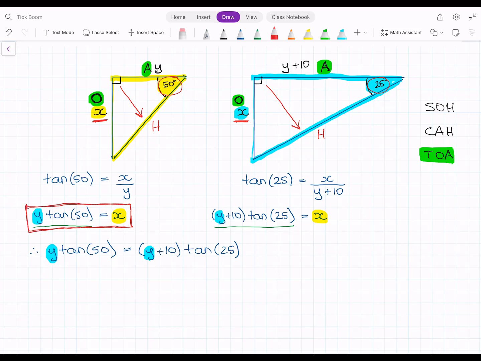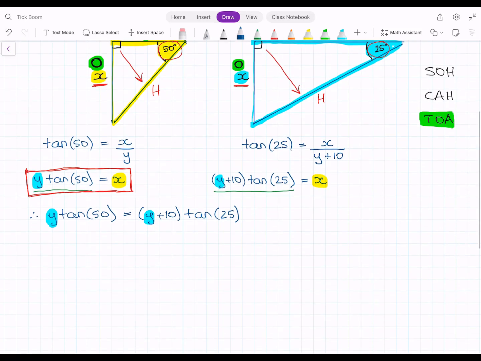But if as step 1 we can solve for y, then we can substitute that back in and get our value of x. So let's do the work now to solve for y. So we know that y times the tangent of 50 is equal, and I will just expand these brackets here because that's going to help us get the y isolated. So we'll have y times the tangent of 25 plus 10 times the tangent of 25.